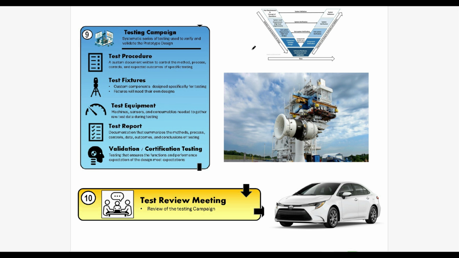And which naturally leads to testing campaign. So here's that verification, validation, system engineering V here at the top for reference. And so what we'll do is we'll test the product, right? We'll create a test procedure, test fixtures. So like, look at this thing. This is a giant test fixture designed to test jet engines. Now imagine this has its own entire design cycle and design requirements.